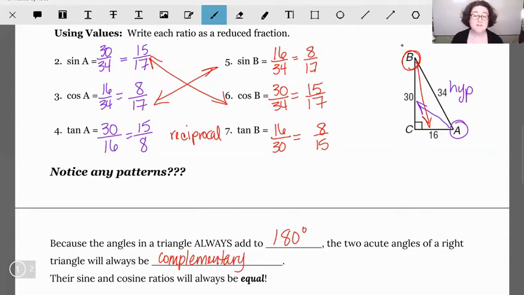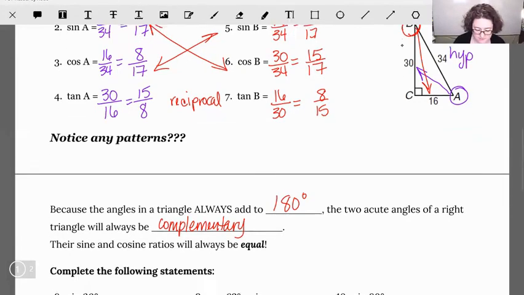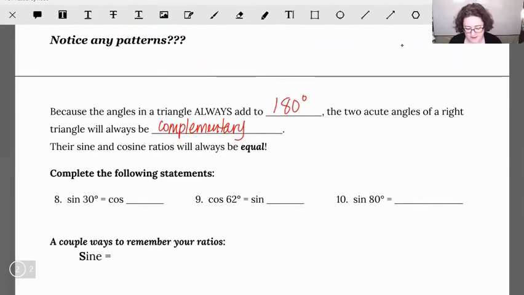And so we'll have that pattern happening every single time: the sine and cosine, if I flip which angle I'm looking at, I'm also going to flip which fraction goes with what. So we can actually use that to predict something with values, not even having that triangle. So in number 8, 9, and 10, I'm going to look at this even without a triangle.